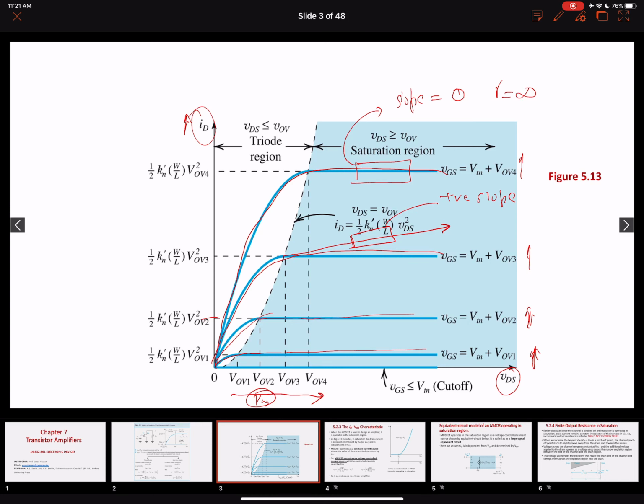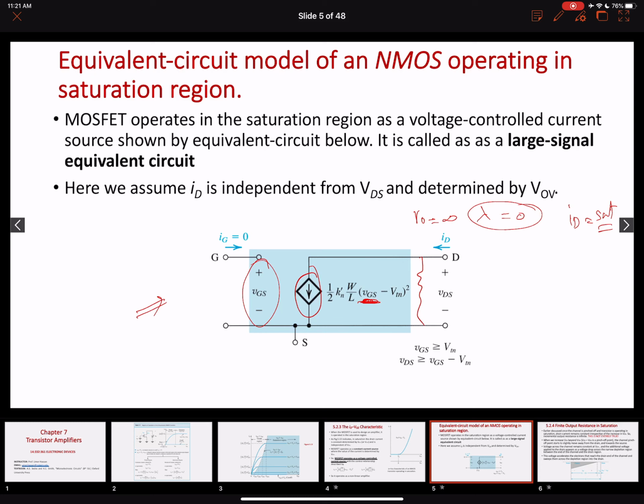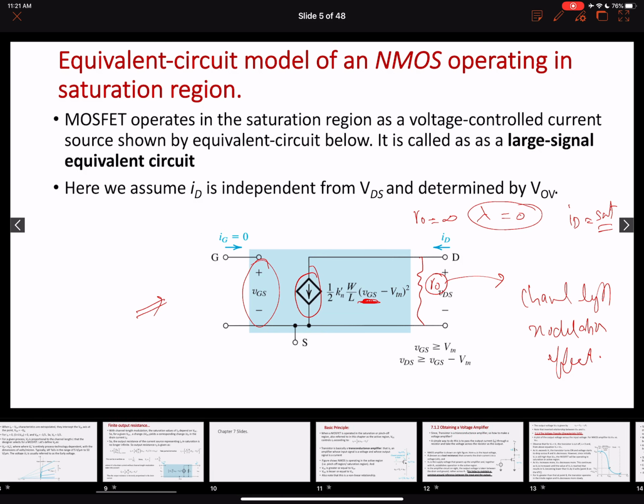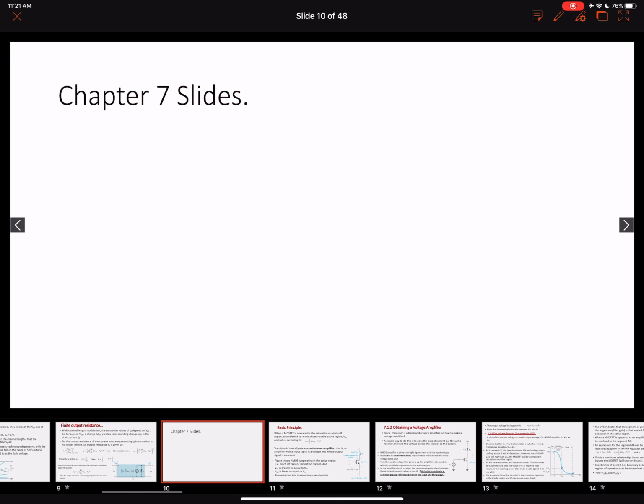So we are going to have a finite resistance. So we ended up making this model in which we have a finite resistance. And this effect is known as the channel length modulation effect. Okay, so this is the overall summary of all the previous concepts from Chapter 5 that will form the basis for Chapter 7.